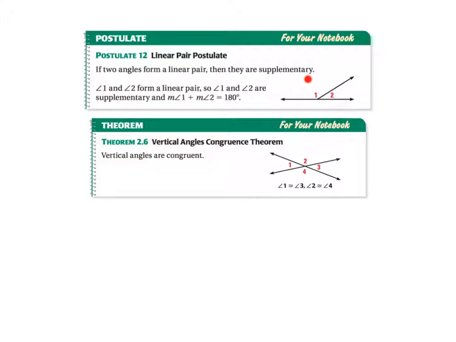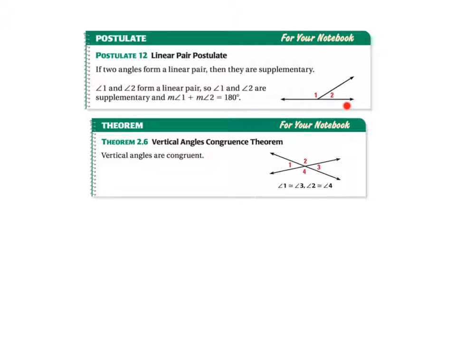then they are supplementary. We know this because a line is 180 degrees, and if I have two angles forming that line, then those two angles add up to 180 degrees, and by definition that means they are supplementary. So in our diagram it says angle 1 and angle 2 form a linear pair.